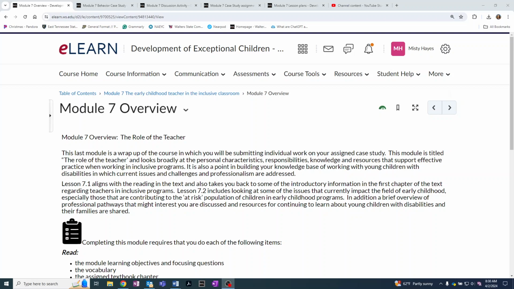So, when we were wrapping up the last module, you were submitting your case study embedded opportunities. So, where within the day could you try to help the child meet the goals? Well, what we're looking at specifically in lesson 7.1 and lesson 7.2 is really looking at using your knowledge of students with disabilities and their issues and challenges, and how you address them, right?